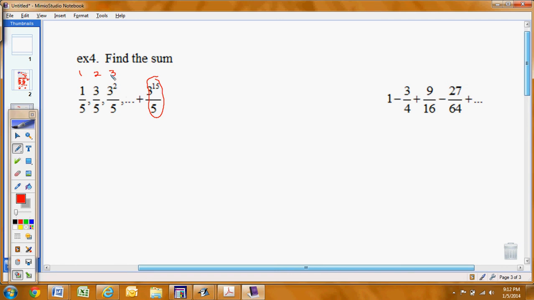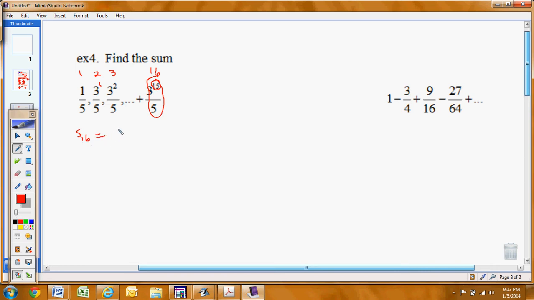But notice the third term had squared as a power. The second term, and there really is a 1 right here, had first as a power. And the first term must have had 0 as a power. So therefore, this number is not what term it is. It's actually, the term is 1 bigger than that power. And we just get that from problem solving by looking at the pattern. This must be the 16th term. So therefore, we're finding the sum of the first 16 terms of this sequence.